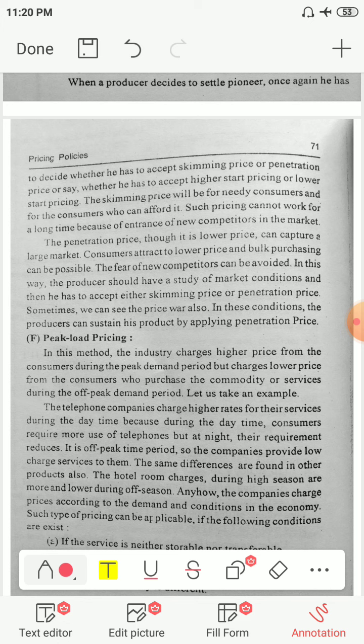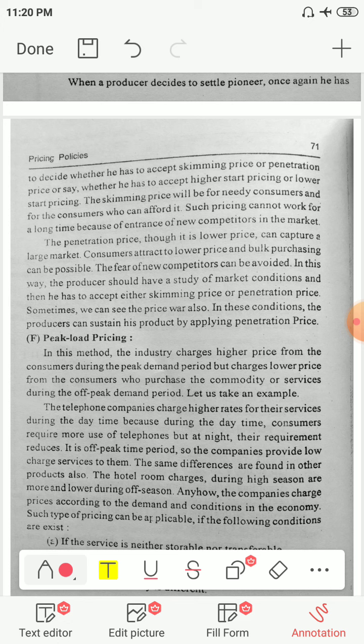In this way, the producer should study the market conditions and then accept either skimming price or penetration price. Sometimes we can see a price war also. In these conditions, the producer can sustain his product by applying penetration price. Penetration price has its own benefit, like it can give you a large market in the beginning itself, and that way you can protect your market from competition. Fewer competitors will be attracted towards your market and you can enjoy a monopoly with a low price.